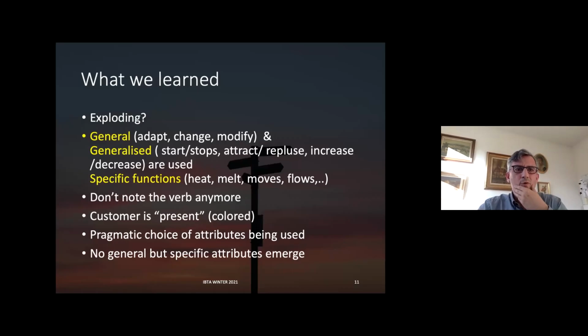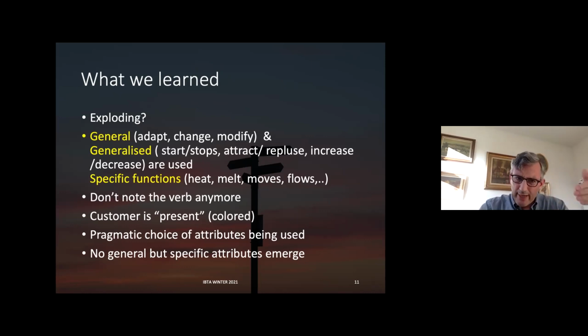So what have we learned? Well, is this graph exploding, as you can sometimes see in a function model? No, it isn't. We started by using generalized verbs, such as adapt or change, start, stop, attract, repulse, increase, decrease, as opposed to function modeling, where you use specific verbs like move or flow or melt. And then we stopped using the verbs because it wasn't very useful.